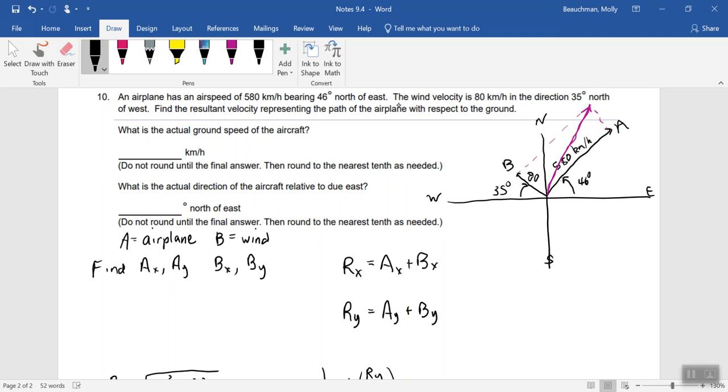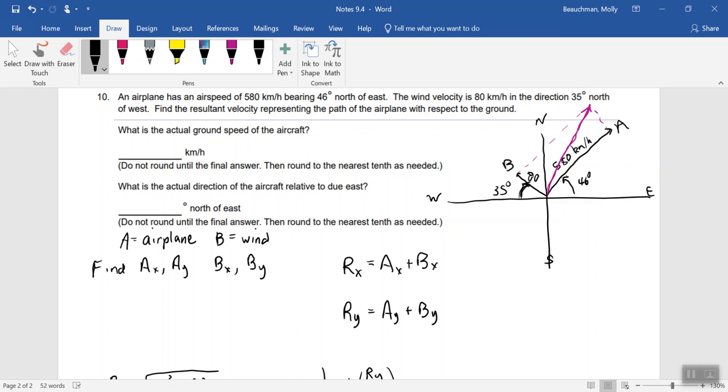Okay. Then the wind velocity is 80 kilometers per hour in the direction 35 degrees north of west. So draw your separate wind vector 35 degrees north of west. So that means you start on the west and draw 35 degrees north. So this vector has a magnitude of 80 kilometers per hour. So what we're looking for if we make the parallelogram is the pink vector. We want to know how long that vector is, the magnitude, and then we also want to know what angle it makes with the east.